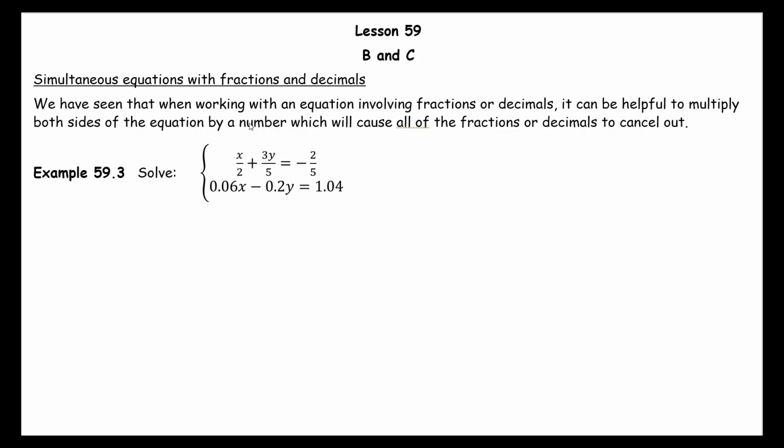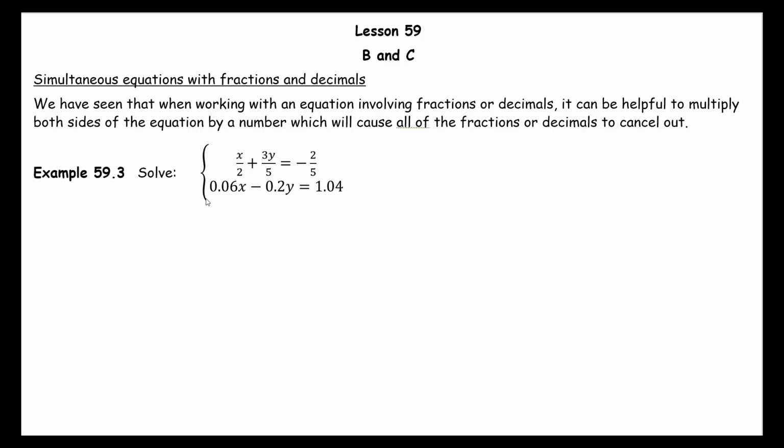We have seen before that when you're working with an equation involving fractions or decimals, it can be helpful to multiply both sides of the equation by a number which will cause all of the fractions or decimals to cancel out. And that's what we're going to do here. We have two equations. One involves fractions and one involves decimals. So we'll multiply each of these equations by the appropriate number to make those decimals and those fractions cancel out.